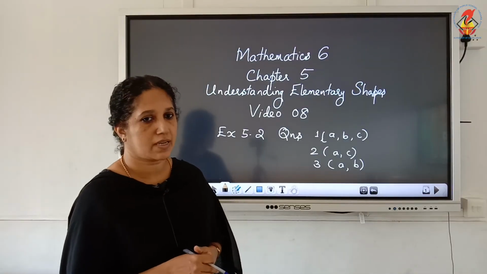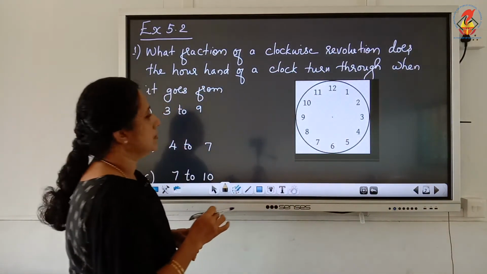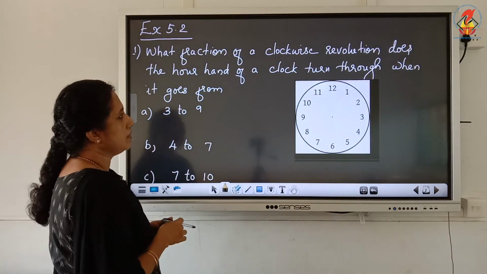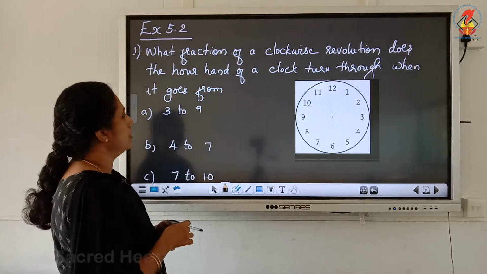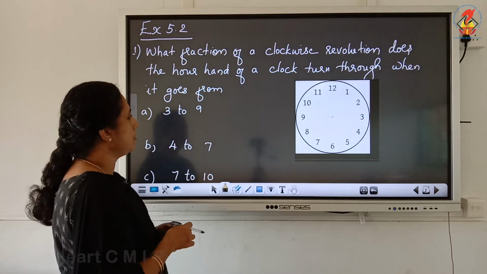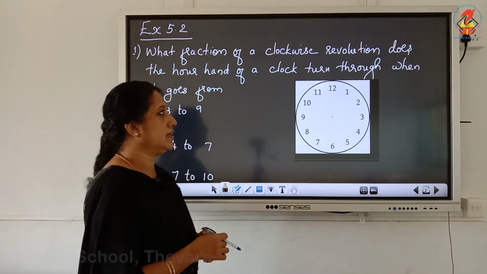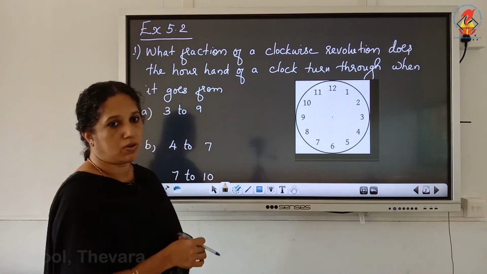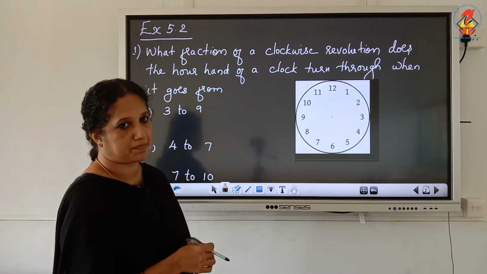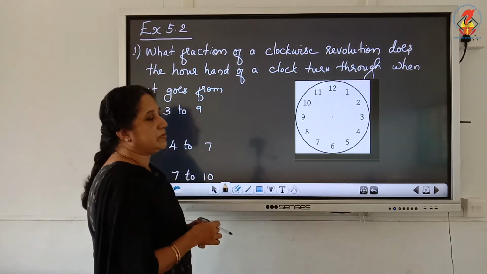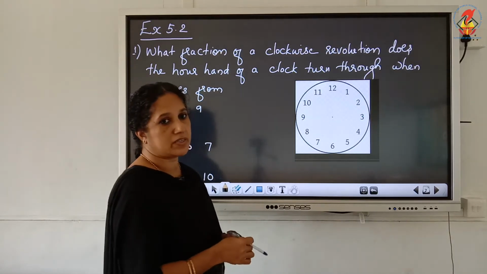We start exercise 5.2. First question: what fraction of a clockwise revolution does the hour hand of a clock turn through when it goes from 3 to 9? Now we want to find out the angle turned, and it will be what fraction of the revolution.